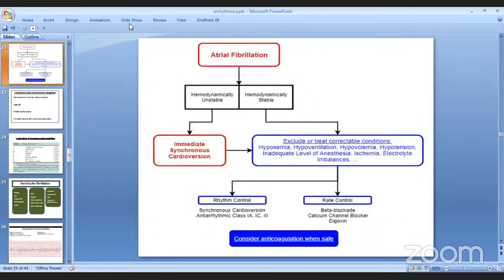So, again, now we had talked about the rhythm control and rate control, right? Mostly the rhythm control is used, but in which cases can we give rate control?